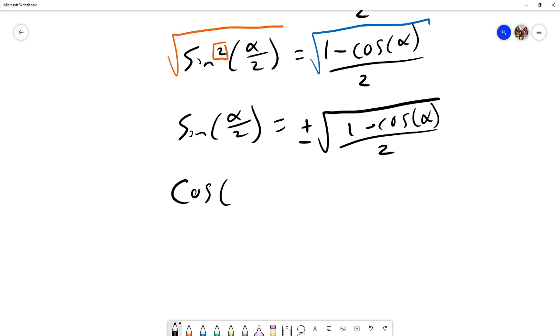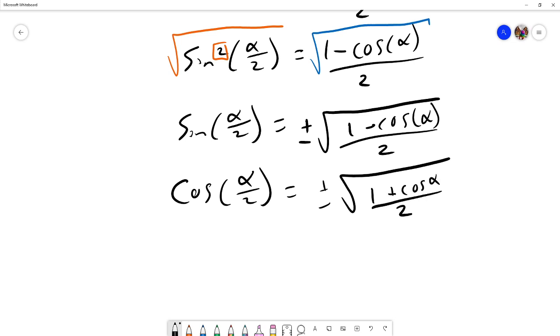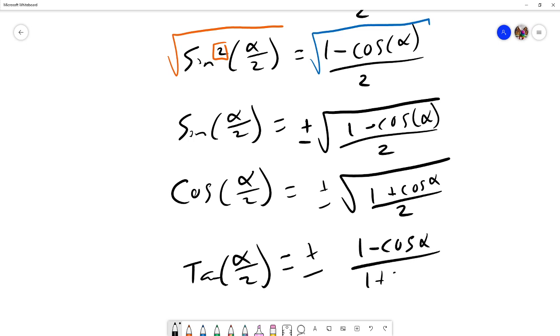So we have cosine of alpha over 2, which is equal to plus or minus the square root of (1 plus cosine alpha) divided by 2. And tangent of alpha over 2 is going to equal plus or minus the square root of the entire quantity (1 minus cosine alpha) divided by (1 plus cosine alpha). Alright. This concludes our video on the half-angle identities.